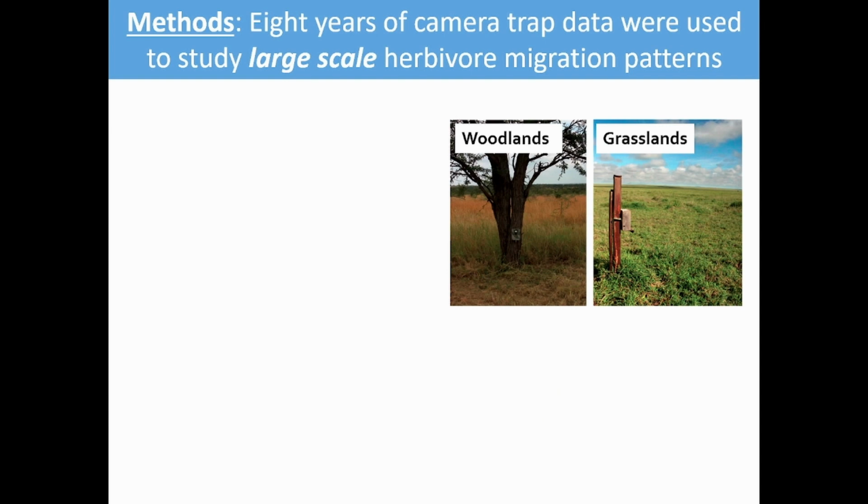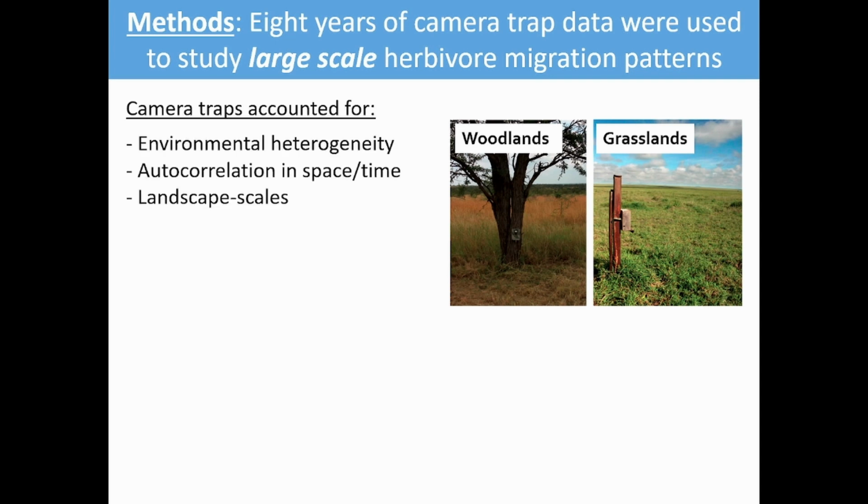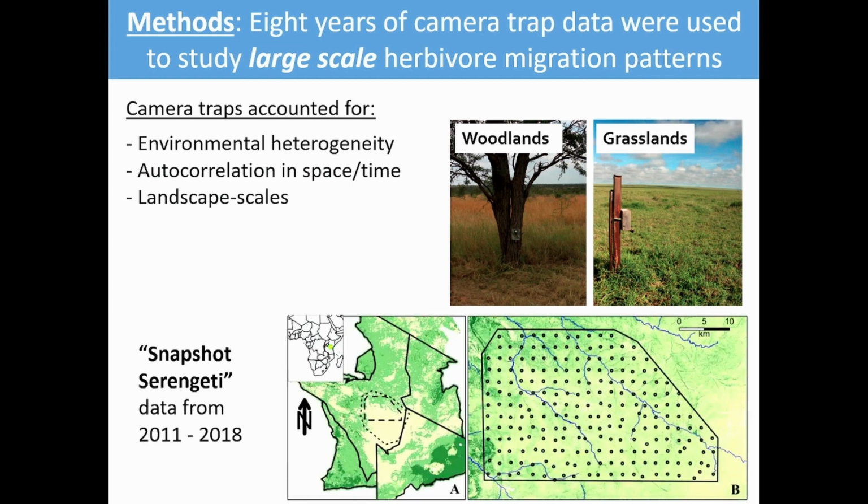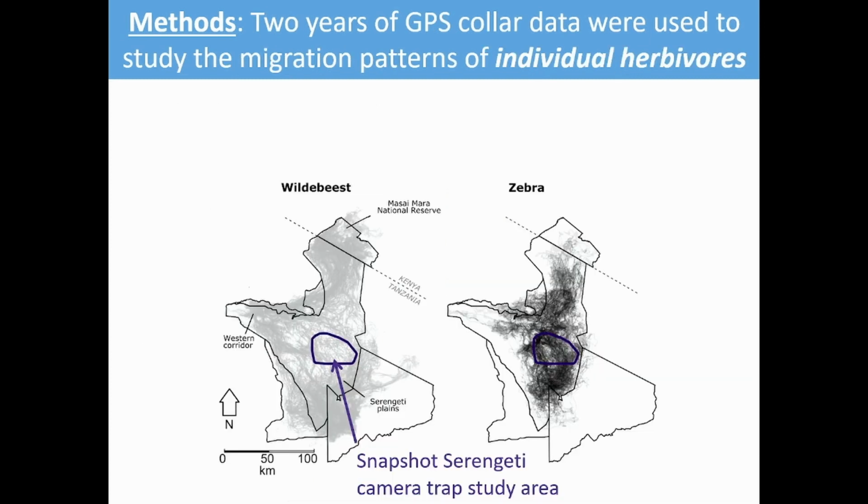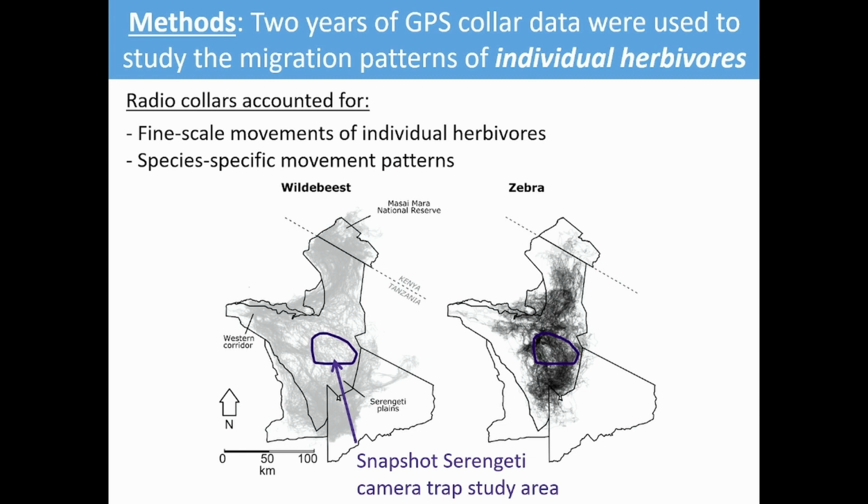All right, so how did we do this? Well, we analyzed 8 years of camera trap data to study large-scale herbivore migration patterns. This accounted for environmental heterogeneity, autocorrelation in space and time, and it was done at a landscape scale. We used data from 2011 to 2018 from the Snapshot Serengeti project, which is over 200 cameras in the central area of Serengeti. We also used 2 years of GPS collar data used to study the migration patterns of wildebeest and zebra as they moved through the Snapshot Serengeti camera area, shown here. And these controlled for fine-scale movements of individual herbivores and allowed us to look at species-specific responses.